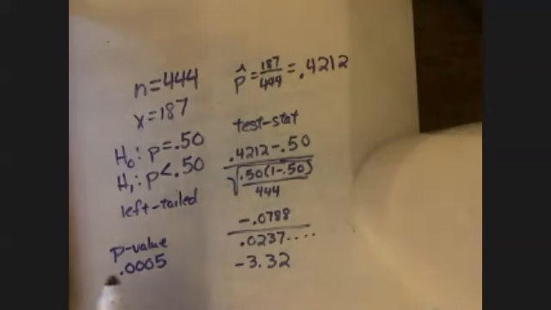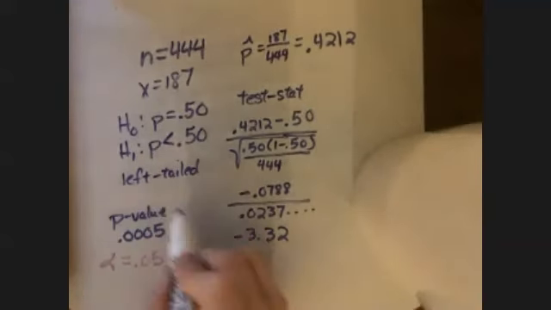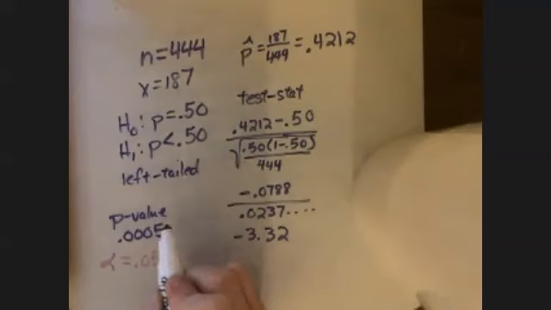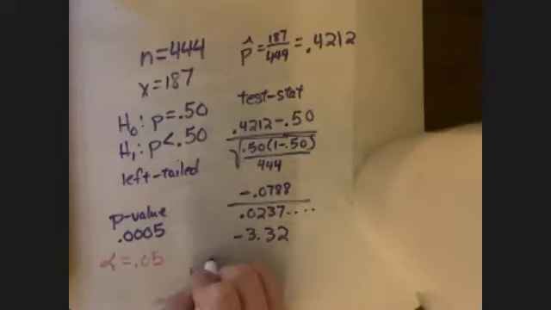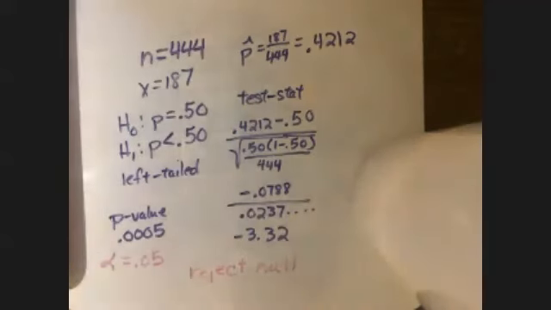The answer is alpha is 0.05. Remember, this is your level of innocence. This is an already convicted rate. If this number is lower than this, you reject. If this number is not lower than this, then you fail to reject. Our p-value is lower, so we're going to reject the null.